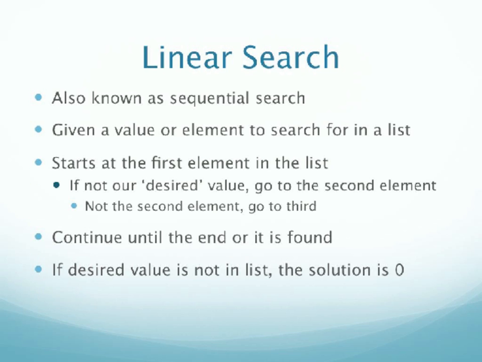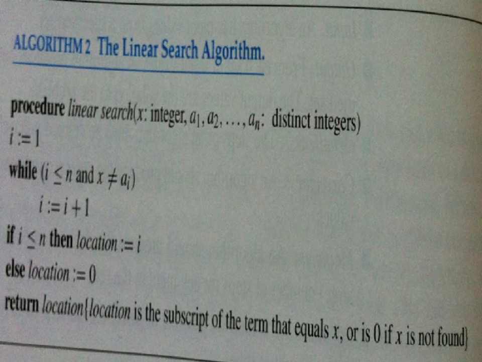Our first type of searching is linear search, also known as sequential search. Given a value or element, linear search goes through the list in order and will find that element. It will continue until the element is found, going element by element. If it does not exist, the solution is 0. Here is an example of linear search written in pseudocode.